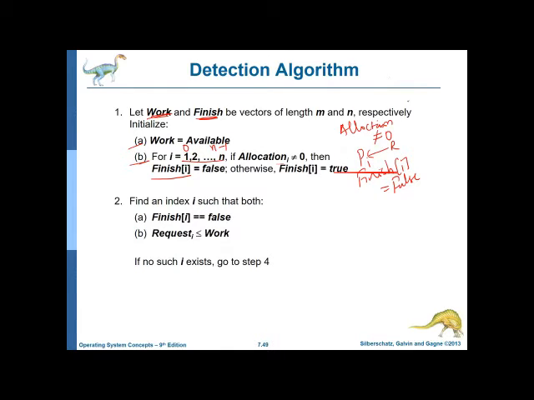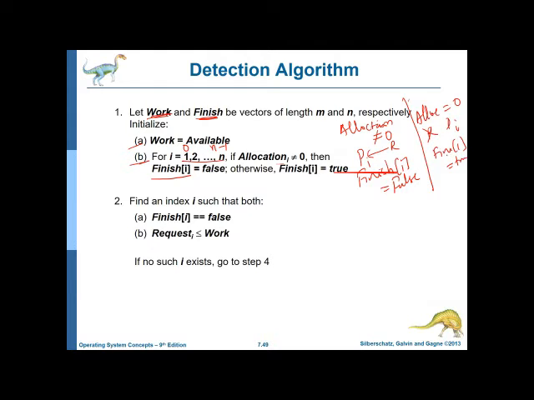Now suppose the second case, if allocation is equal to 0. Allocation equal to 0 means none of the resources has been given to the process. We are talking of a particular process Pi. If it is not holding any of the resources, that means it has completed its task. Nothing has been allocated to it, so we can make finish of that particular process true.